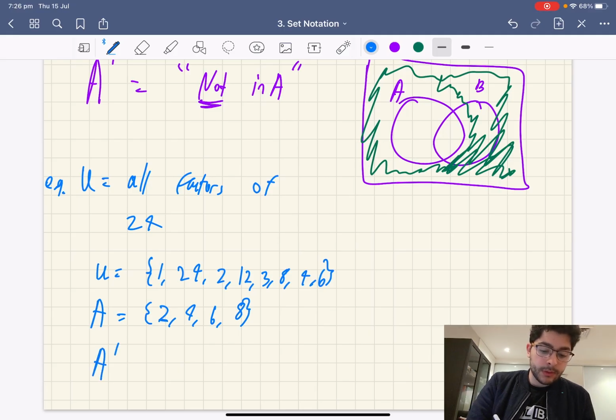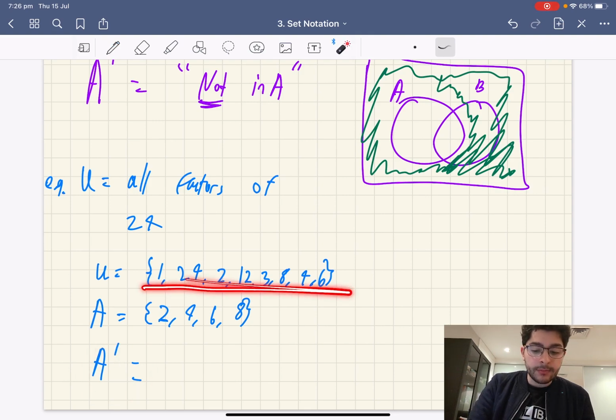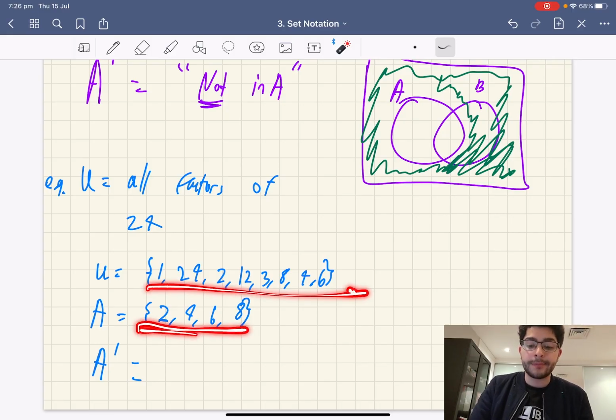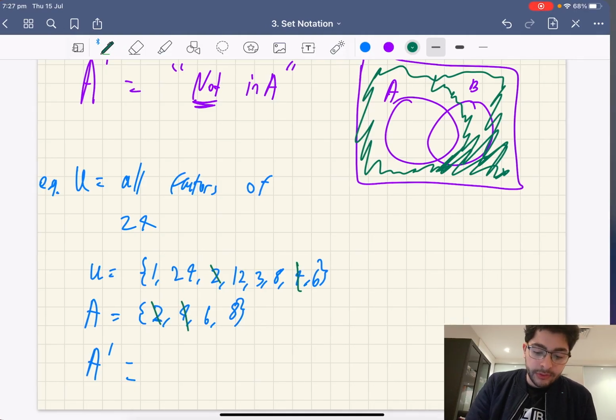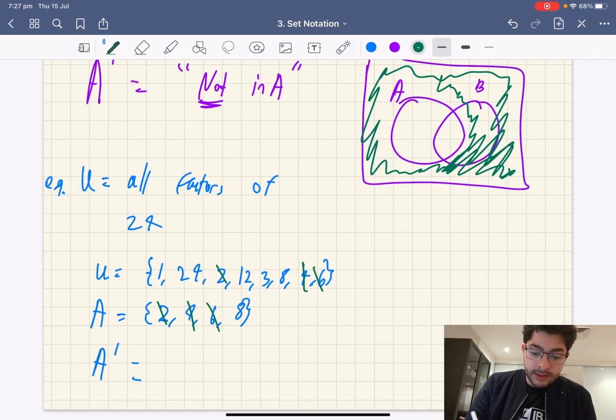Okay, so the complement of A, or A apostrophe, or basically everything that is not in A, will be everything that's in here that is not in here. So let's just go through all of U and eliminate the stuff that is also in A. We can eliminate 2, since it is in A. 4 is in A, so we can eliminate it from the sample space. 6 is in A, so we eliminate that. And 8 we eliminate. So all we have left is 1, 12, and 3.